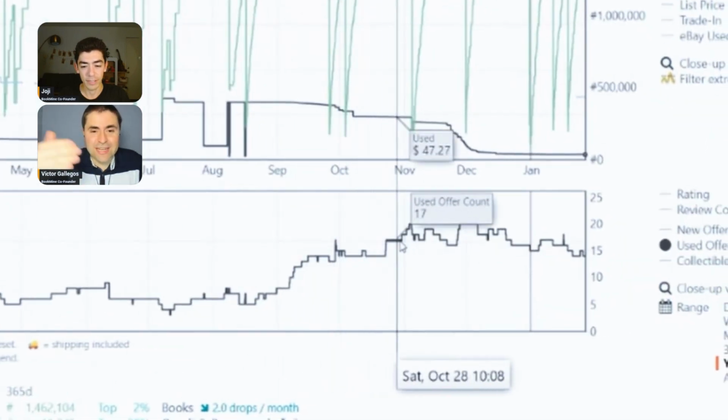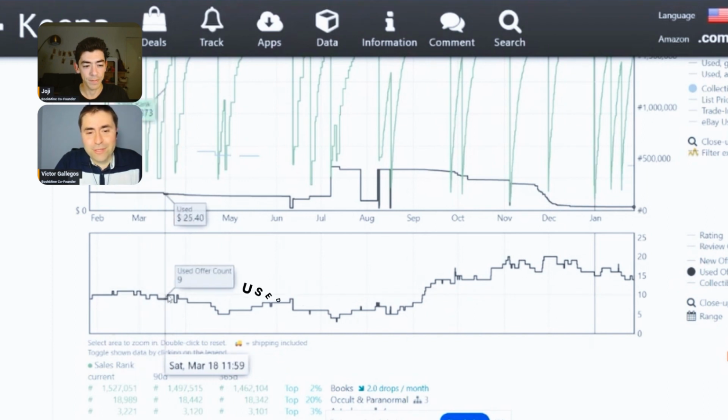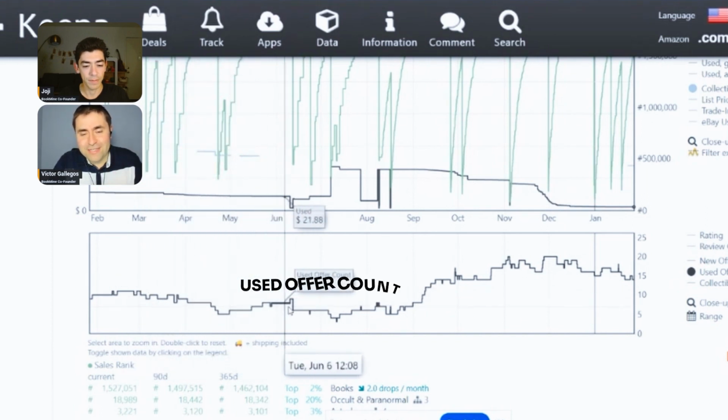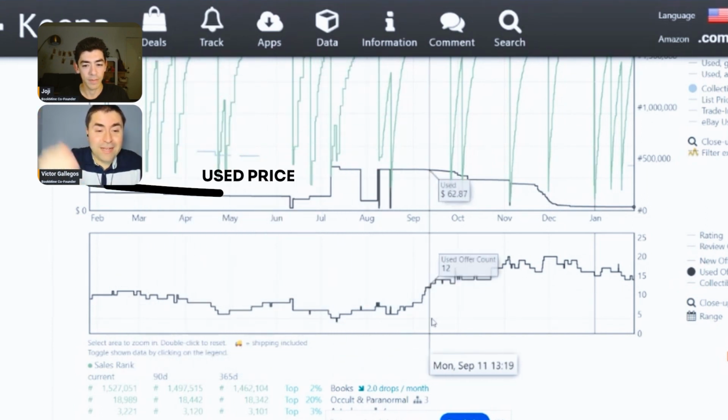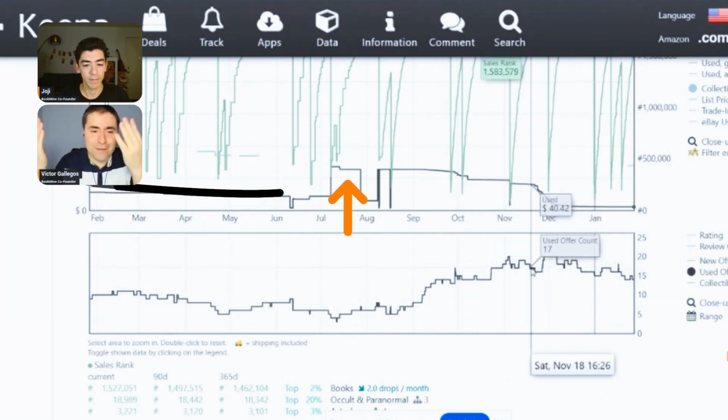And you can see, just like the used price, it goes up and down throughout the year. And typically when the used offer count goes down, the price most of the time follows and goes up. The correlation happens just like that. So used offer count goes down, the price goes up, and the other way around.